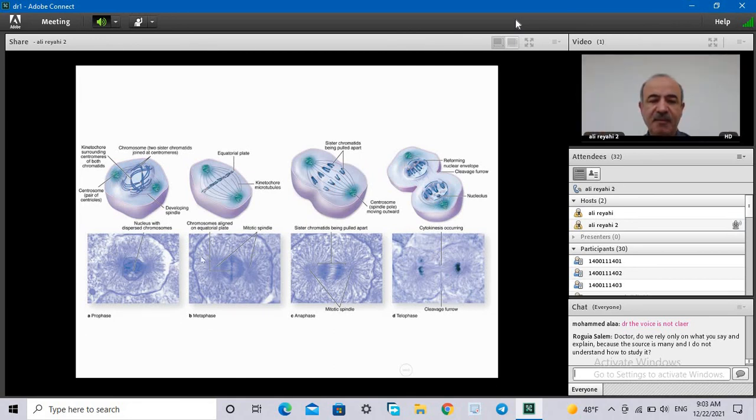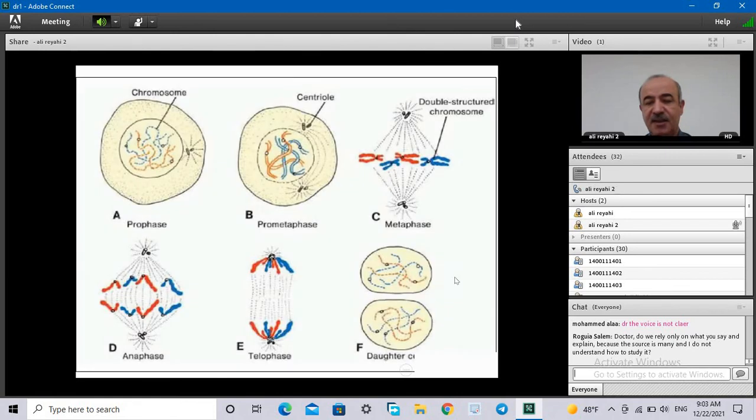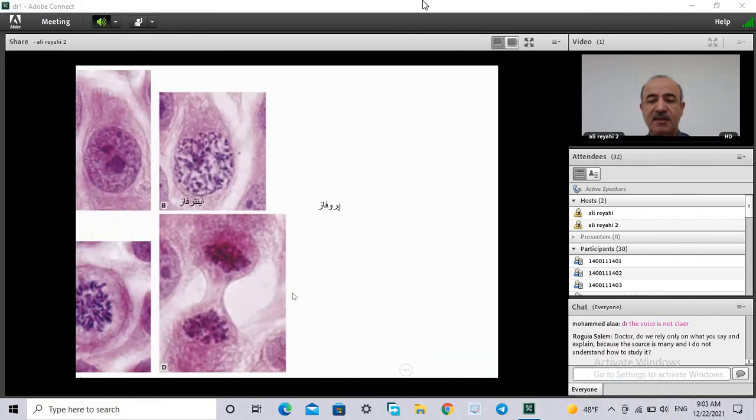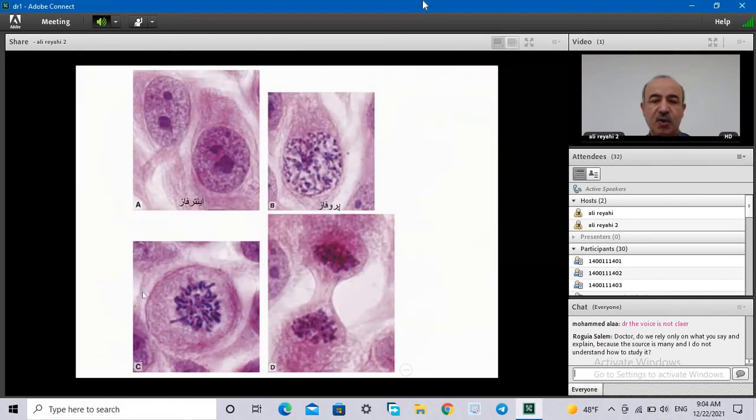Okay, this picture shows the different phases of mitosis cell division. Okay, you can see each phase, and this picture again shows this process. You can see here each of the chromatids separate from each other and move to the different poles, and during the telophase, 2 daughter cells are formed. And this picture shows these phases.